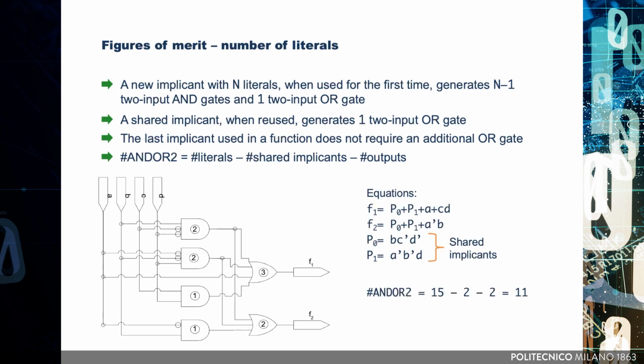Here's an example. The first equation contains 5 literals, the second contains 4, and the last two contain 3 each. This gives a total cost of 15 literals. We then subtract 2, that is the number of shared implicants, and 2 for the number of outputs, resulting in a total number of 2-input gates of 11. In the schematic on the left, each n-input gate is annotated with the number of equivalent 2-input gates it represents. Adding all those contributions gives us a total of 11, which confirms our calculation.